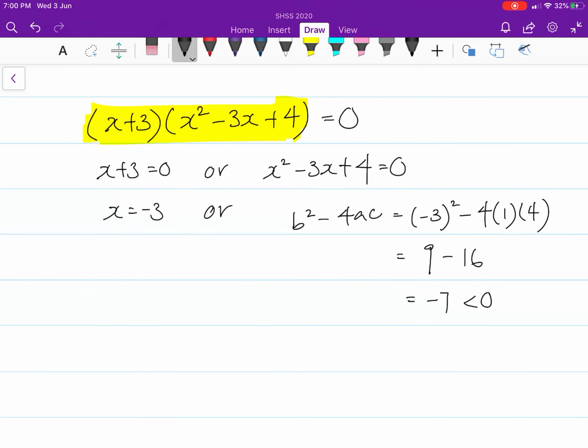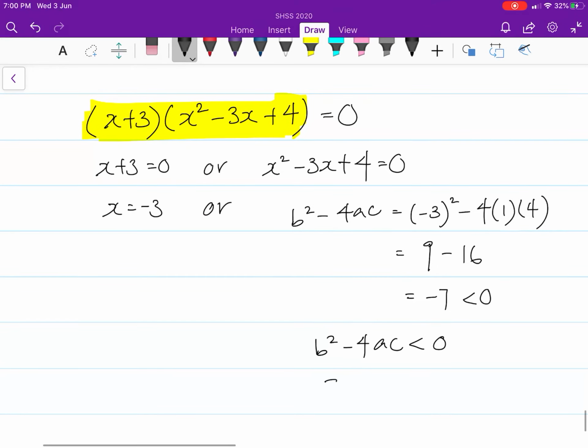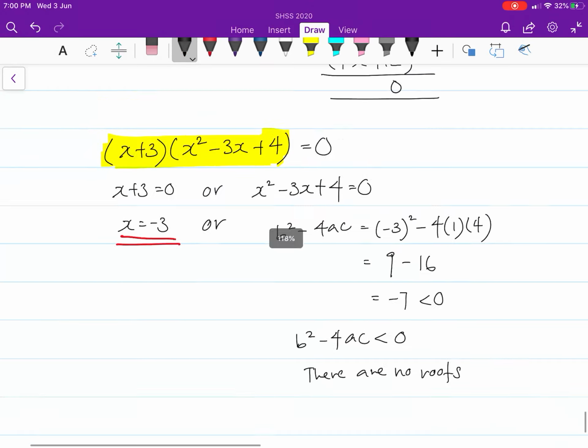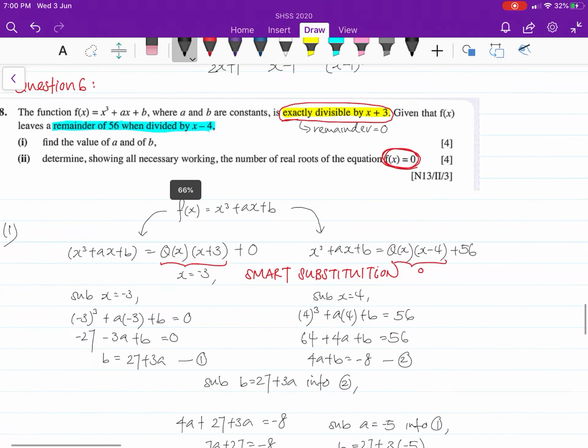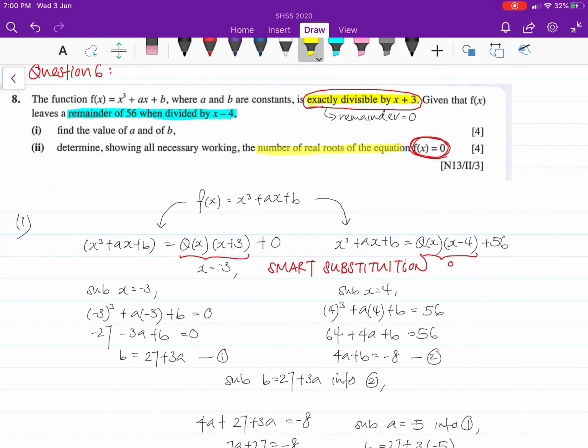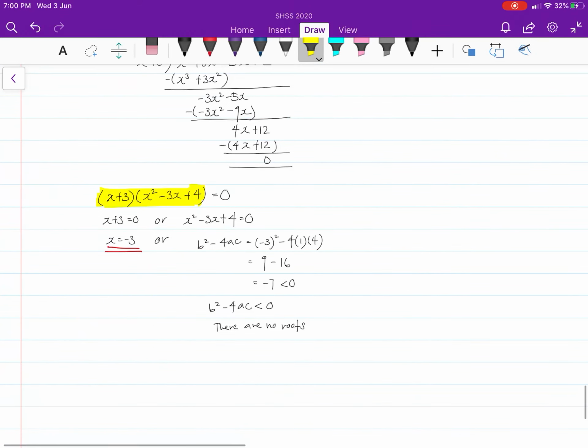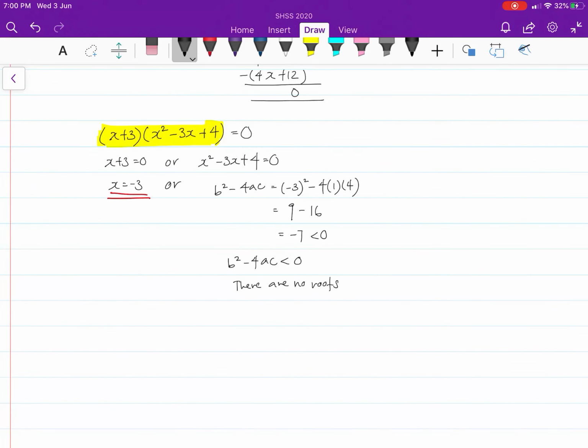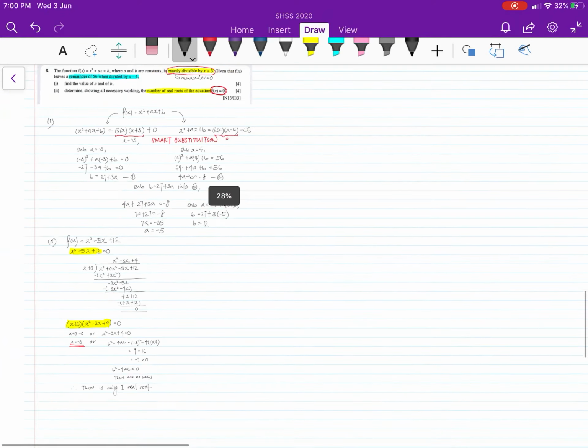Now if you remember the previous topic, if b squared minus 4ac is less than 0, there are no roots. There are no roots, meaning there are no answers here. So if there are no roots, x plus 3 gives the only root. So therefore, the question asks for the number of real roots for the equation. How many real roots are there? There is only 1, because the other factor doesn't give you anything. So therefore, there is only 1 real root. That's all for question number 6.